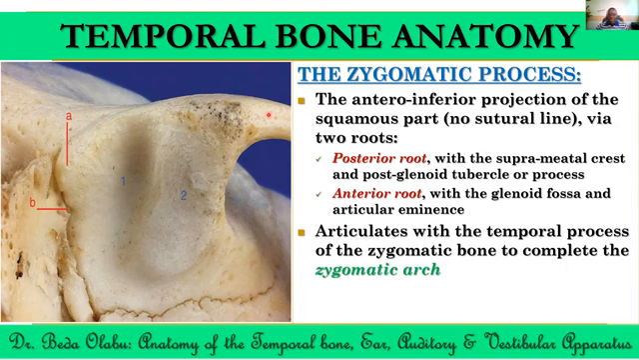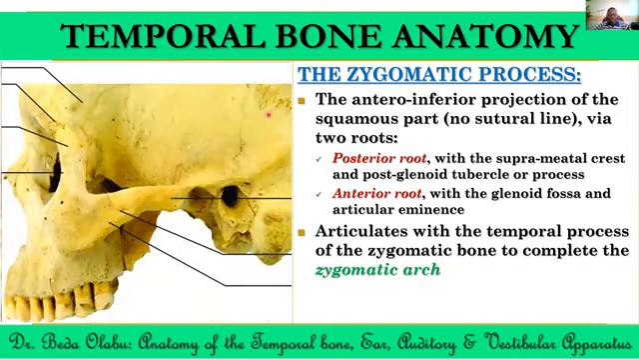So we have the zygomatic process of the temporal bone, and we have the temporal process of the zygomatic bone. Sounds like a tongue twister, but this is it. So this is the temporal bone, and this process gives towards the zygoma, so we call it the zygomatic process of the temporal bone. This is the zygoma. This process gives towards the temporal bone, so we call it the temporal process of the zygomatic bone. So the two processes join at the zygomaticotemporal fissure, which is that one.